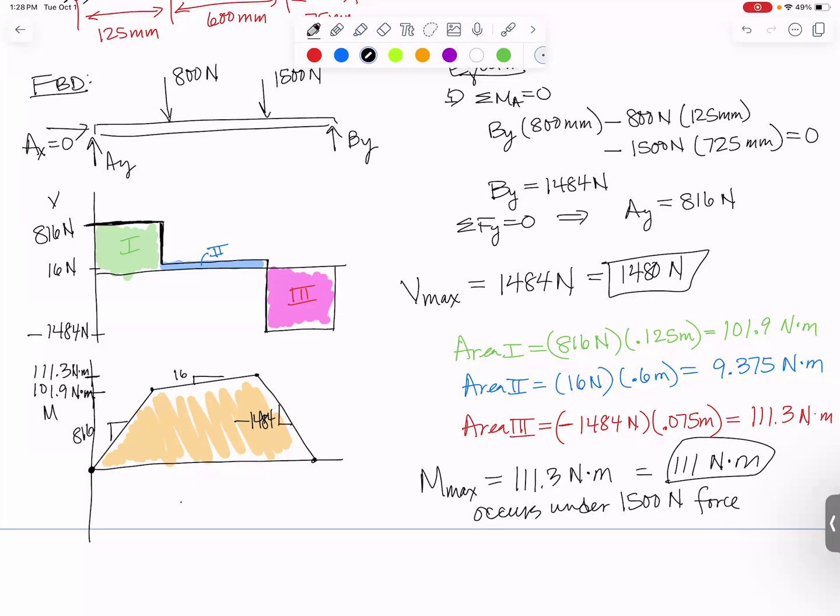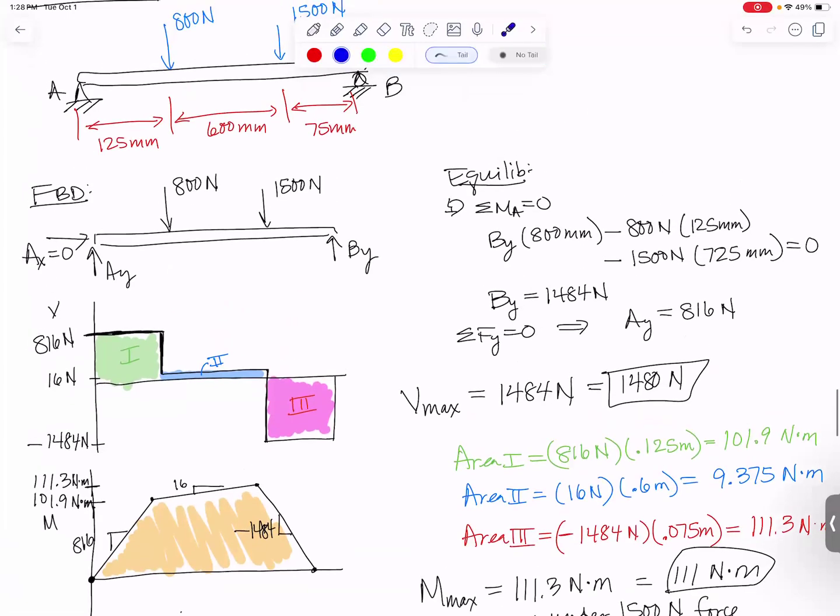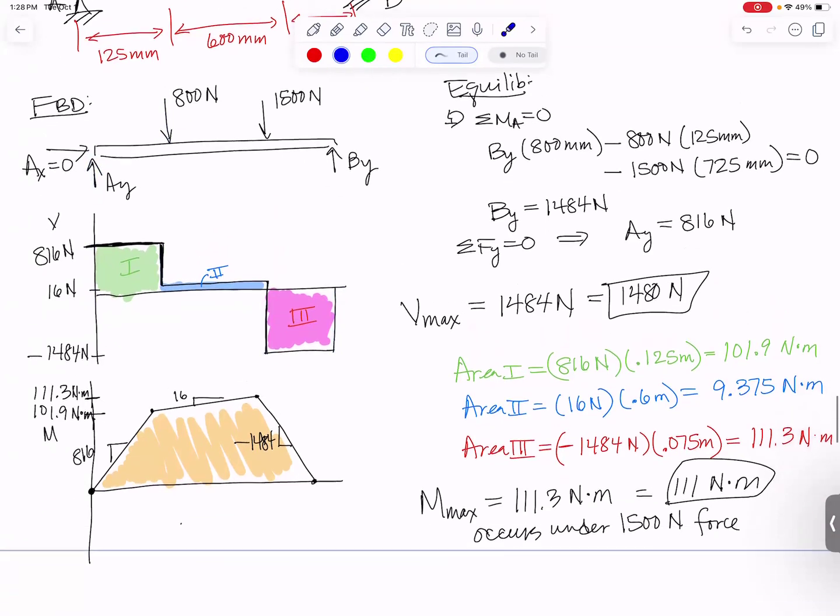We found, without actually taking any cuts and without having to draw little free body diagrams and a ton of equilibrium equations, we simply used graphical methods. And to recap what we do there, when you have a point force, that means you need to jump in the same direction as the point force by the same magnitude. So here we went up by AY, down 800, then down another 1500, and then that left us back up to 1484 at the end.